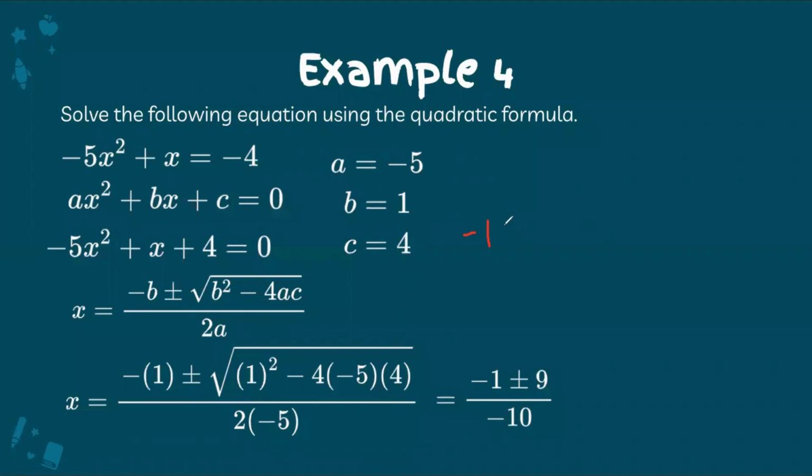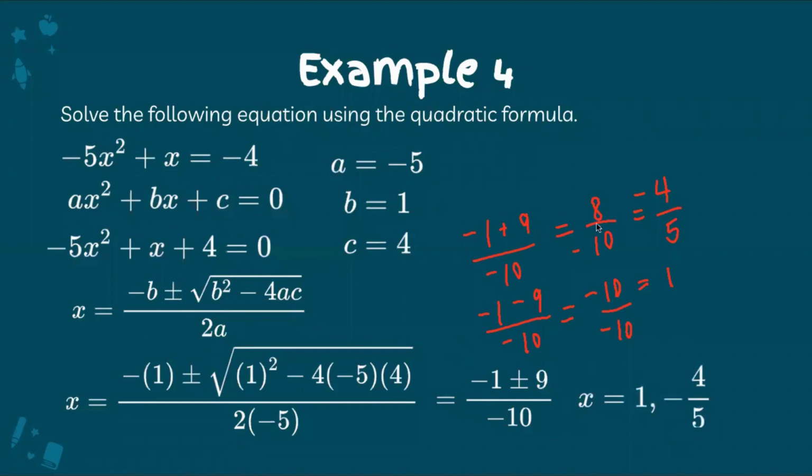And now you can just evaluate one for negative 1 plus 9 over negative 10, and then one for negative 1 minus 9 over negative 10. So negative 1 plus 9 is just positive 8 over negative 10. This can reduce by a factor of 2, so that would be negative 4 over 5. And then for negative 1 minus 9, that would be negative 10 over negative 10. The negatives would cancel, and this would just be positive 1. So your two x values are negative 4 over 5 and positive 1.